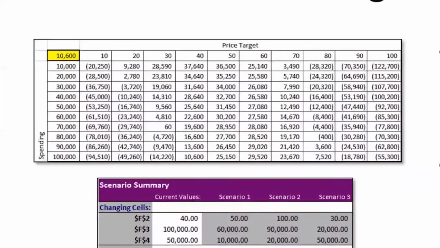As an example, a table like this, which is sometimes called a sensitivity analysis, is actually a simulation if you combine two inputs. In this case, what is the price your product is targeting and how much you plan to spend on marketing, and the intersection will be the likely profit or loss of those decisions.